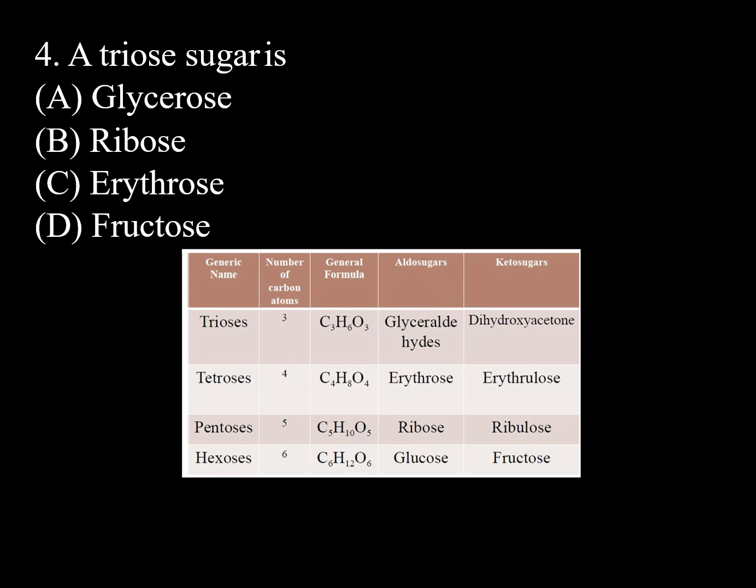Which among the following is a triose sugar? Option A is glycerose, option B is ribose, C is erythrose, and D is fructose. The right option is glycerose. Monosaccharides are classified on the basis of the functional group attached, and also on the basis of the number of carbon atoms present in them. The question asks for a triose, which means the sugar that contains 3 carbon atoms.